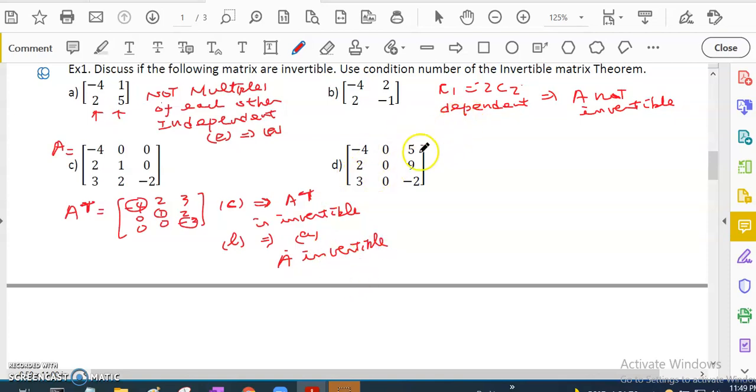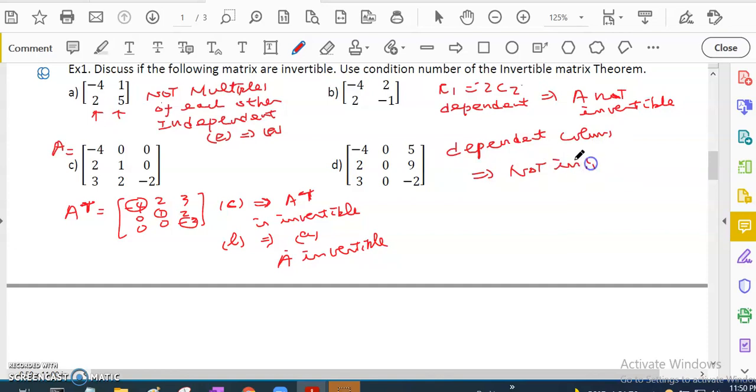What about this one? This one has a zero column. Of course, it is dependent, right? So anytime you have one zero column, the columns must be dependent because you can say zero times one column plus one times the zero column gives zero. So it's dependent columns. They are not independent, so it is not invertible.